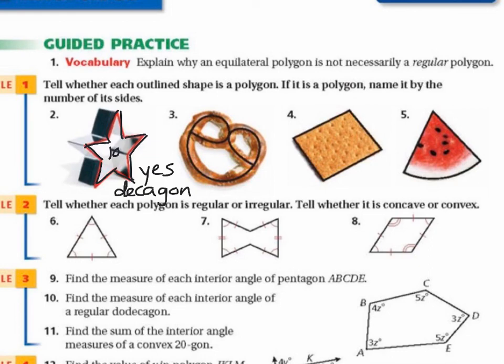For number 3, do you think 3 is a polygon? No, because it doesn't have straight lines. What about number 4? Yes. And how many sides does it have? 4. So what type of polygon is it? A quadrilateral. I think I spelled it wrong, but it's fine. For number 5, is it a polygon? Is this a straight line here? No, so it's not a polygon.